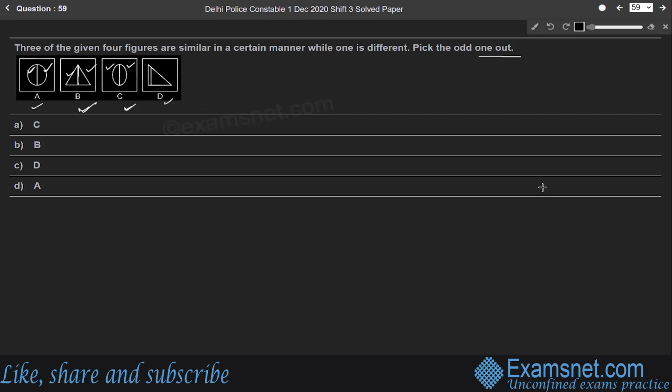Whereas in figure D, the inside line doesn't divide the figure into two equal parts, right? Therefore, figure D is the odd one out. So figure D is in option C. Therefore, option C is the right answer.